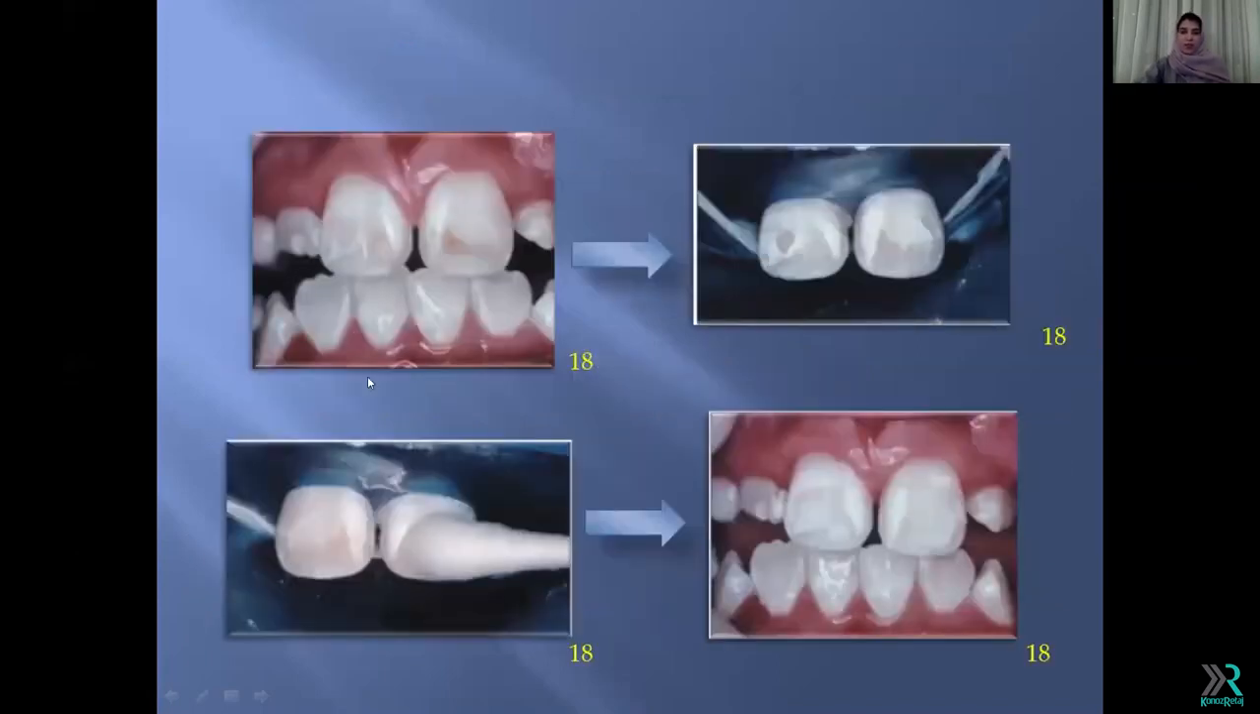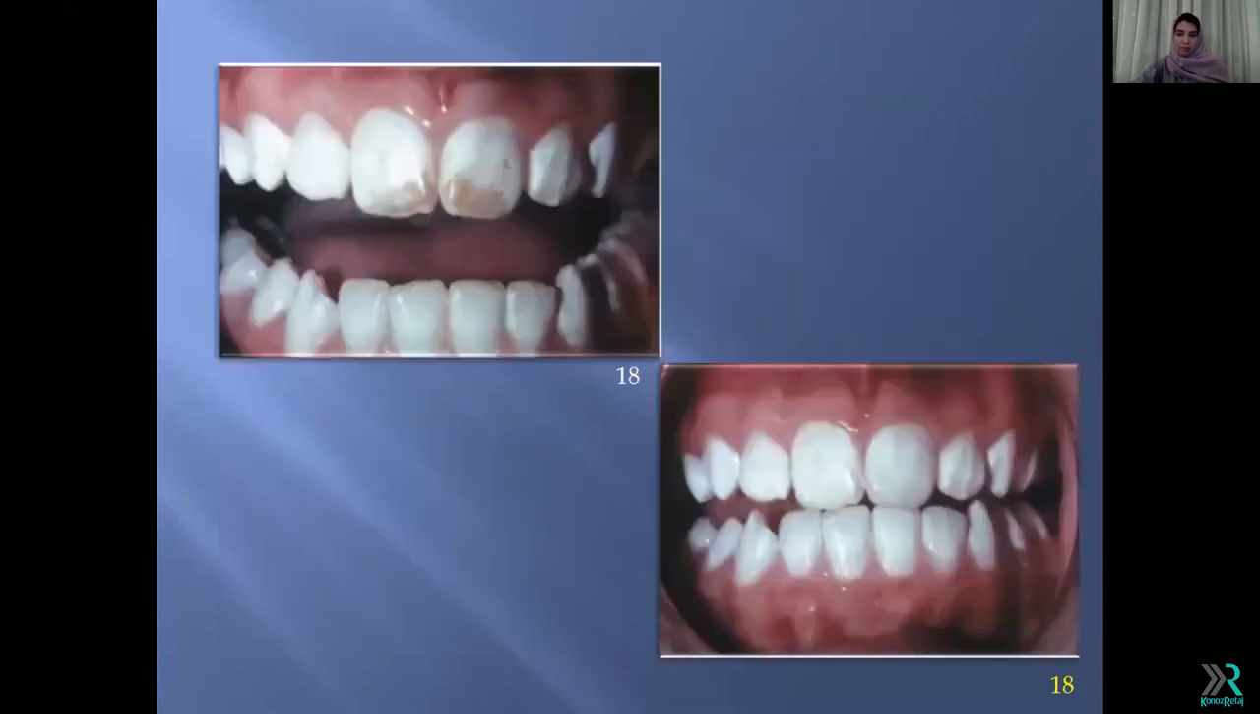Here is the technique, started from the left side with the acid etch for 1 minute, then wash it, then application of the bleaching agent for 5 to 10 minutes, like the sodium hypochlorite. Then after that, re-etch and place the composite bonding agent. Here is before and after.